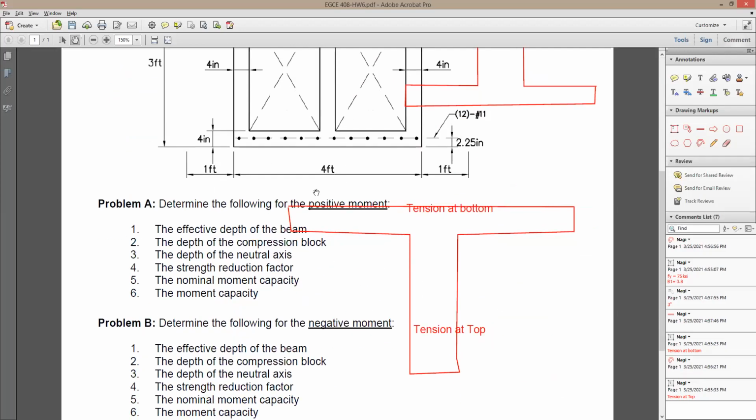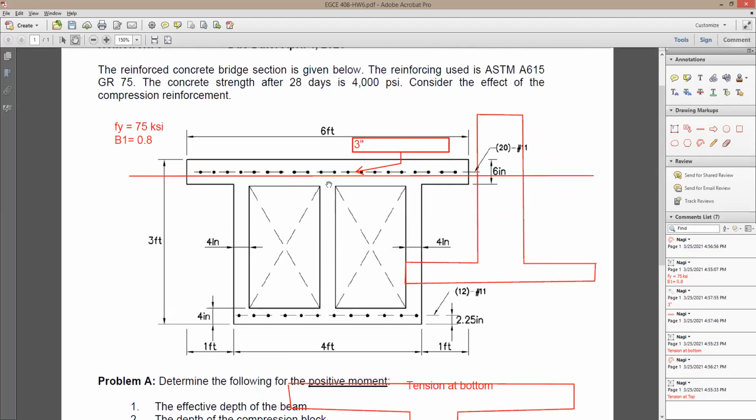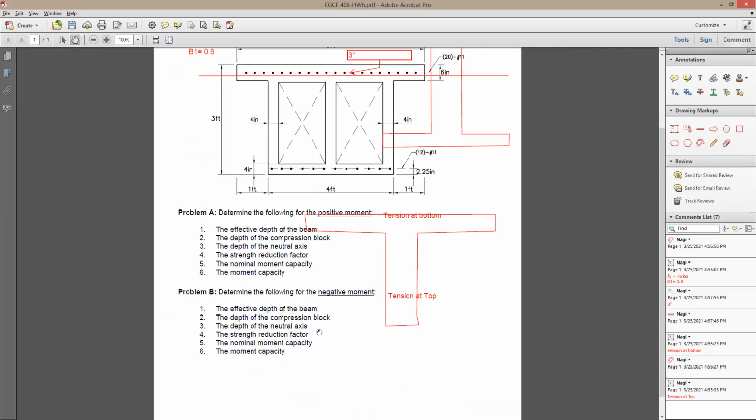When it comes to the negative moment, you're going to be repeating the whole thing. Now, this is going to be your As, and this is going to be your As prime. And the width in this case, when you do the negative moment, this is going to be your b. So I'm going to say in this case, b for the width is going to be equal to 72 inches. And in this case, b is going to be equal to 48 inches.